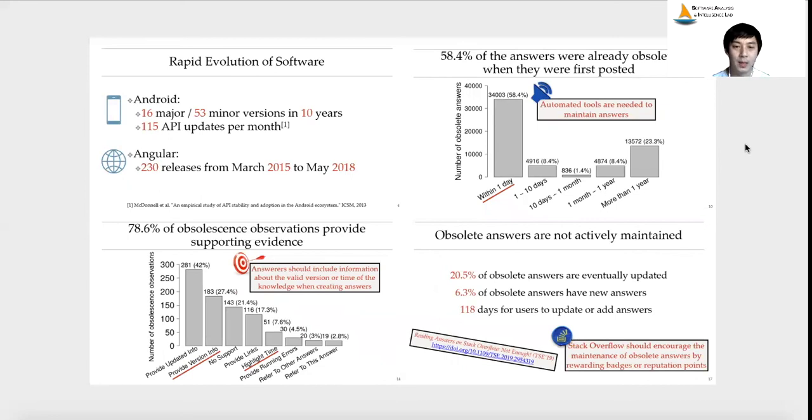So to sum it up, in this study, we studied the knowledge evolution on Stack Overflow, and we found that more than half of the obsolete answers were already obsolete when they were posted. And we characterized the different supporting evidence when the obsolete knowledge is observed. And at last, we characterized how these obsolete answers are maintained.